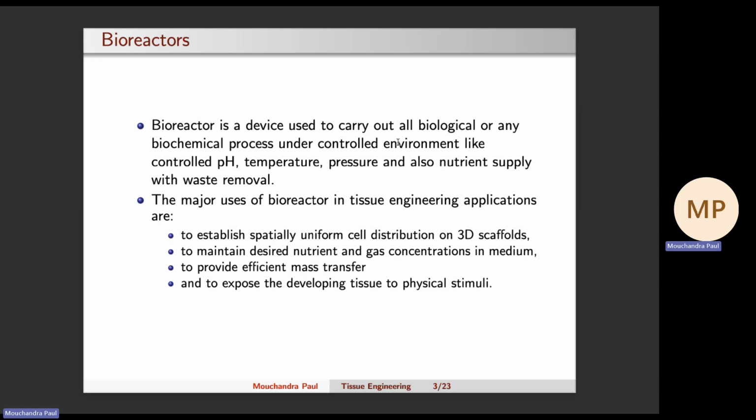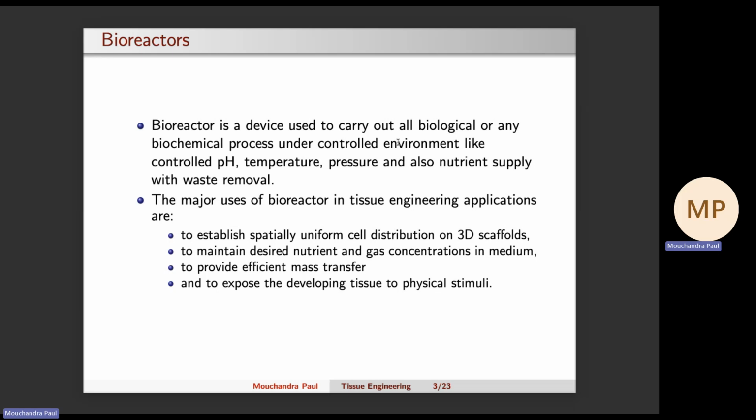So there, people are using bioreactors for bioprocess engineering, where some particular biotech products like enzymes, antibodies, antibiotics, vaccines, etc., are made at a very large scale. But here, for tissue engineering, people use a different kind of bioreactors. So don't confuse between these two types.